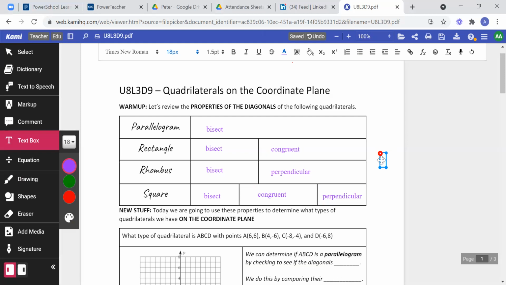In a parallelogram, the diagonals bisect each other. In a rectangle, the diagonals bisect each other and they are congruent. In a rhombus, the diagonals bisect each other and they are perpendicular. And in a square, the diagonals bisect each other, they are congruent and they are perpendicular as well.